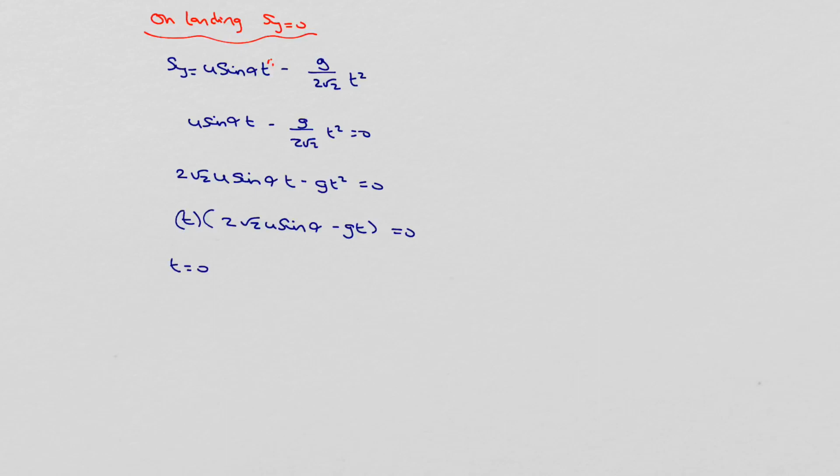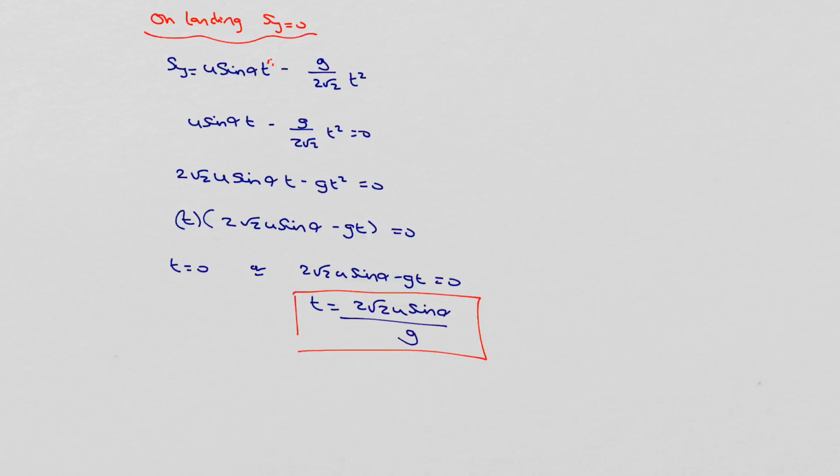In other words, when it's at the start, the displacement above the plane is 0, so that's obviously at the start. Or 2 root 2 u sine alpha minus gt must equal 0. In other words, t is equal to 2 root 2 u sine alpha over g. Now, if you have alpha as theta minus 45, then that would read 2 root 2 u sine in brackets theta minus 45 over g. Okay, so as I said, both are fine. I'm just going to be working with alpha until the end.